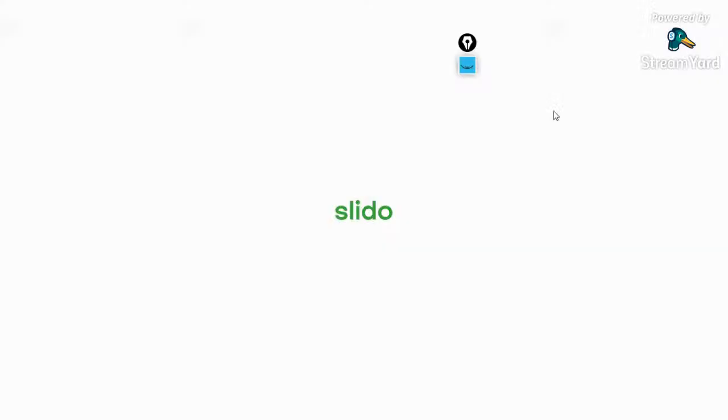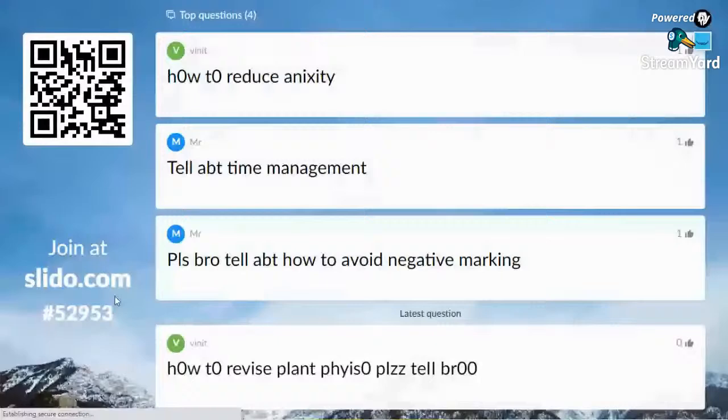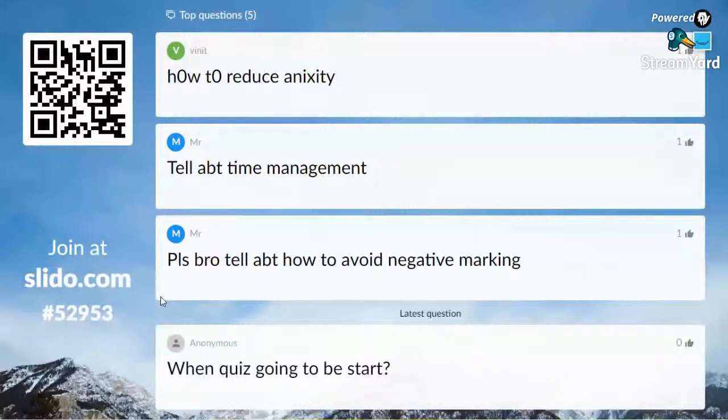Yes, guys, let's see what is the code for the 50 most expected MCQs from previous year JIPMER, AIIMS, and NEET paper. Yes, let's see. Vinith, I'll be telling about the anxiety and time management. We'll be right now starting off with a quiz.